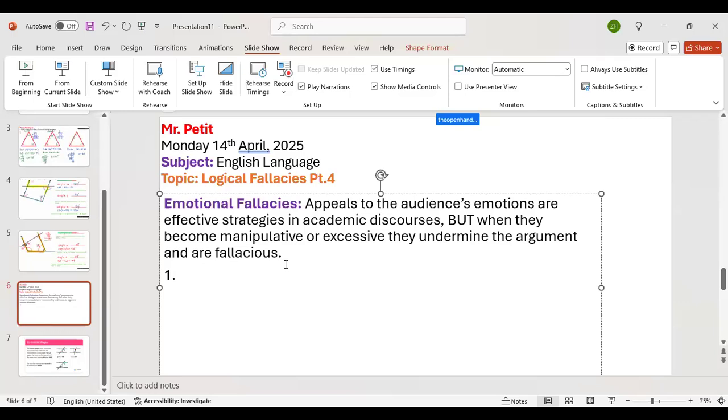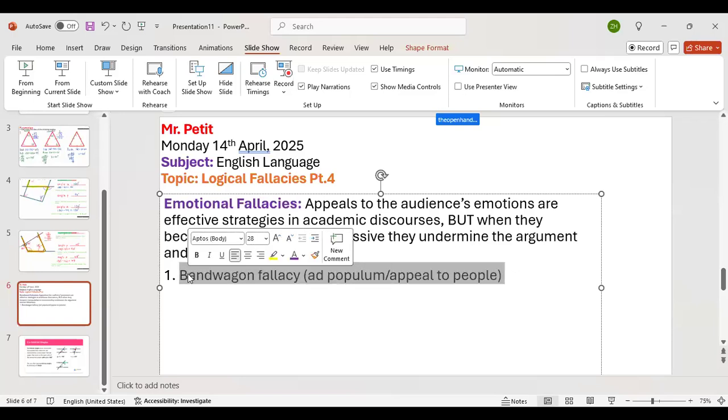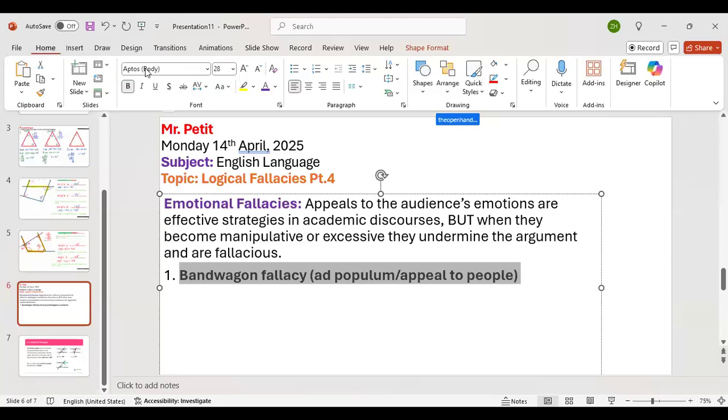The first one is called the bandwagon fallacy. It's also called ad populum, or appeal to people. By the way, if you were to guess, what does the bandwagon fallacy mean? What do you think that means?